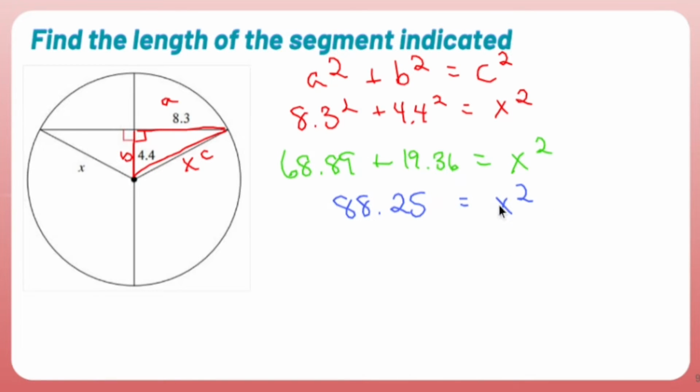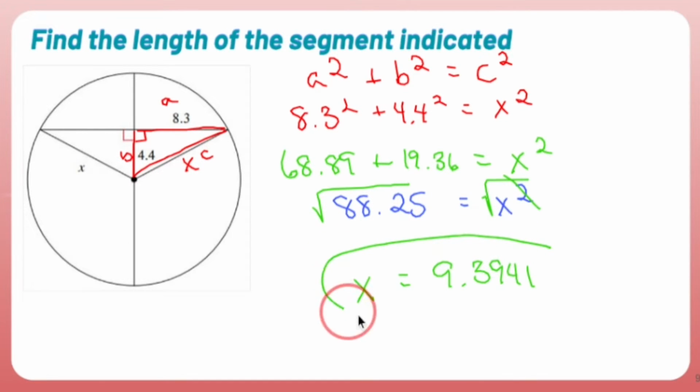In order to get x all by itself, I have to square root both sides. And remember, usually when I square root both sides, you're thinking positive or negative, not when you're dealing with length. The square root of 88.25 is going to be 9.3941 according to Siri. Do I have any units to worry about? Nope. So all I have to do is say x equals that. It doesn't tell me where to round it, so I'm keeping all four of those decimals.